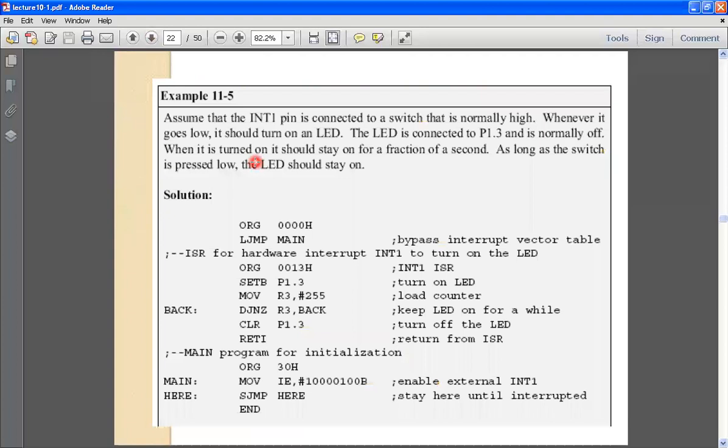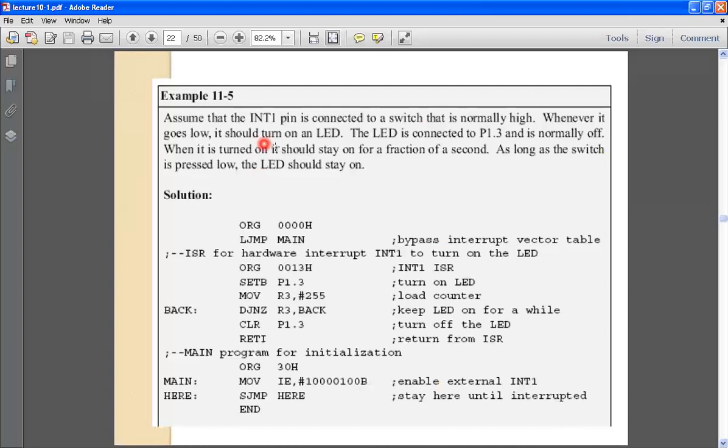So let us consider one example on level trigger. Assume that the INT pin is connected to a switch that is normally high. Obviously our port pins are always high initially without any instruction. High means it has logic 1, or the voltage level at that port pin is 5 volts. Whenever it goes low, it is only by the switch. Whenever it goes low, the status of the pin goes from 5 to 0.